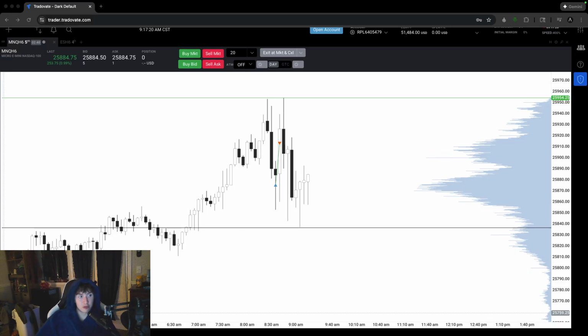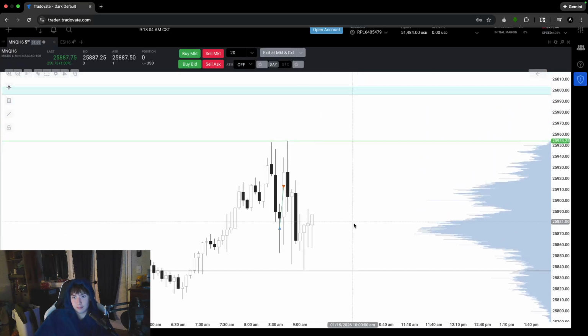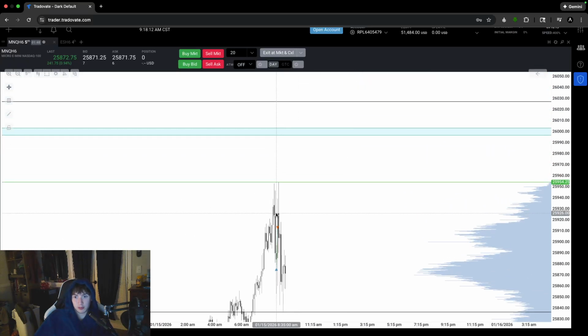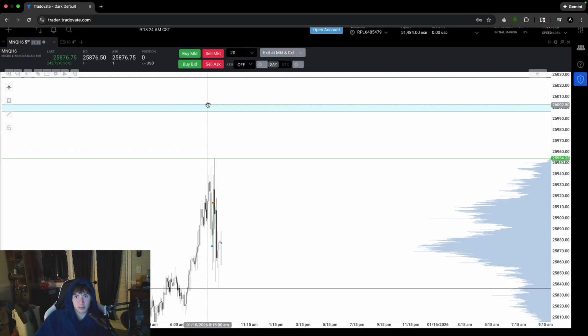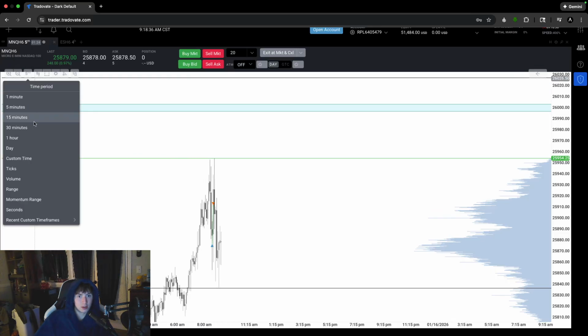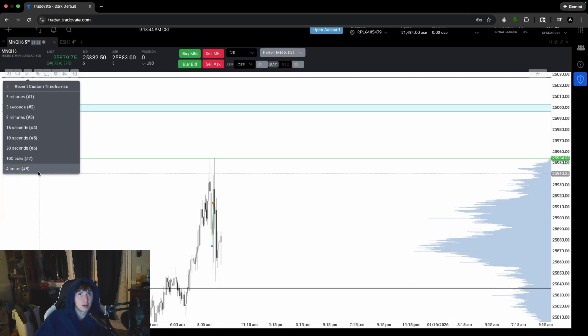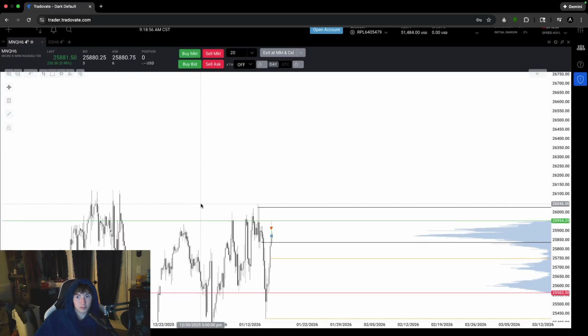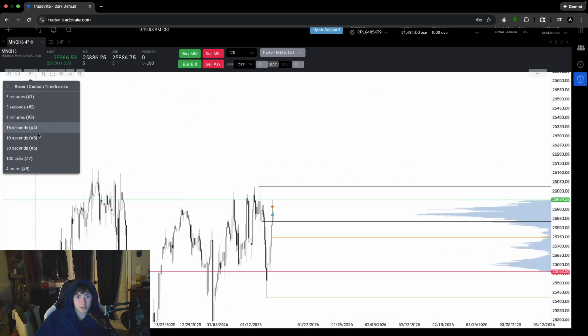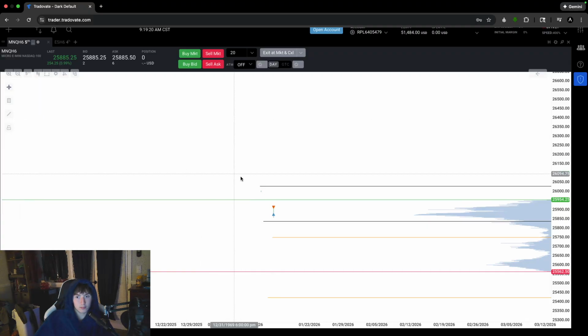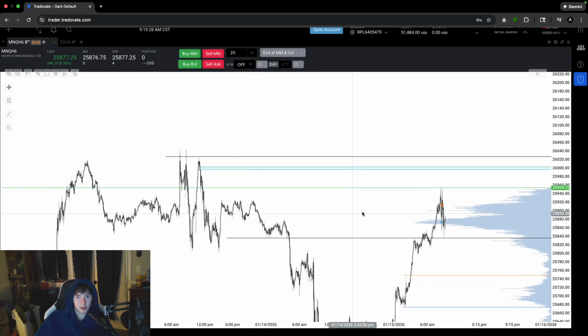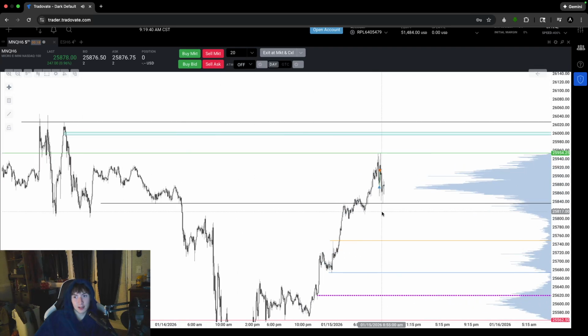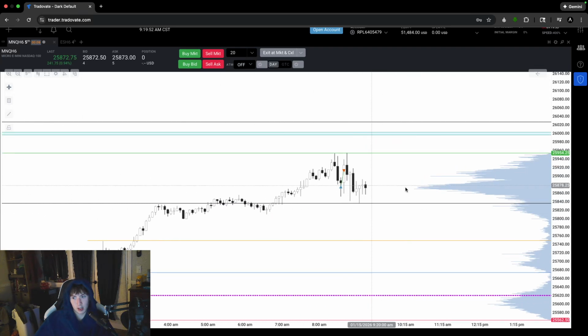Low key, we're getting a lot of 5-minute rejection here. This looks like it might push. I don't know where it would push to, because everything's already been taken out. Maybe this is a short position right here, I think. Oh no, what is this? Oh, that's a top 5-minute fair value gap.